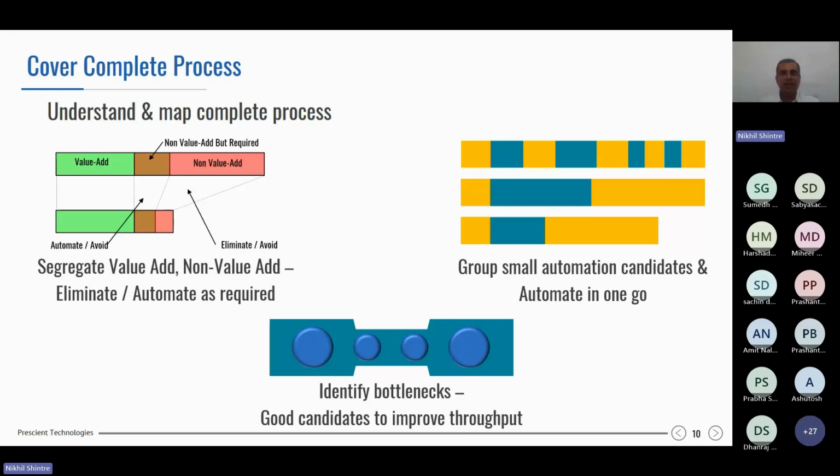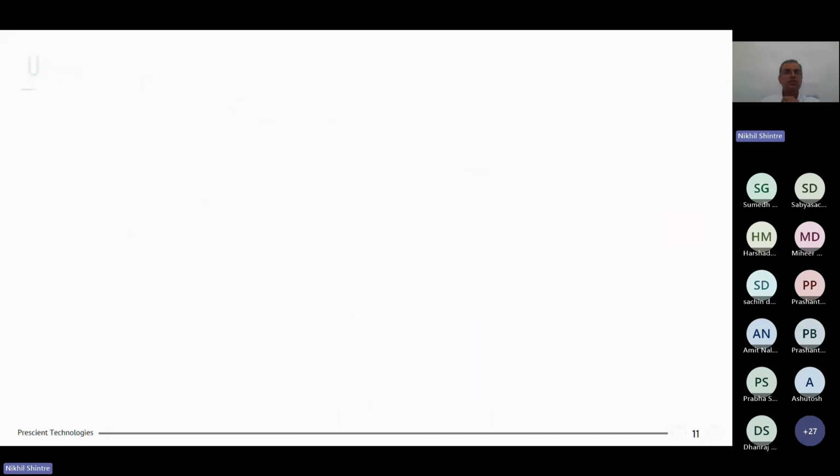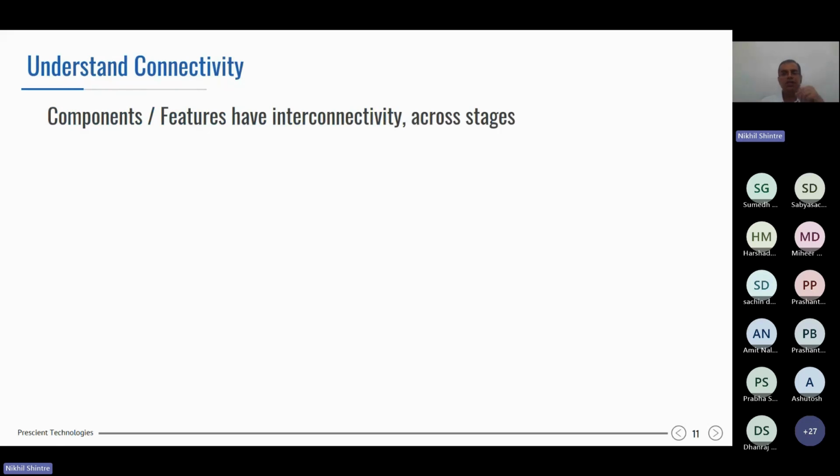So these are three things which you can potentially do when you have a good view of the complete process. Once you capture the complete process, the next logical thing would be, how do you understand the connectivity? We talked about this topic a little bit on that picture, but let's understand it a little more.